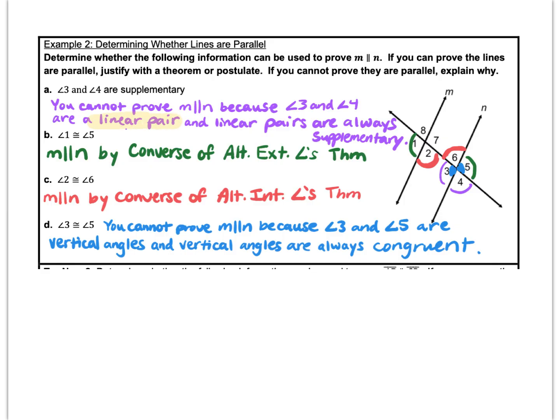Linear pairs can't prove lines are parallel because no matter what, linear pairs are always supplementary. Same thing for vertical angles. Vertical angles don't prove that lines are parallel because vertical angles are always congruent whether they're parallel or not. The four ways that we can prove that lines are parallel are corresponding, alternate interior, alternate exterior, and same side interior.